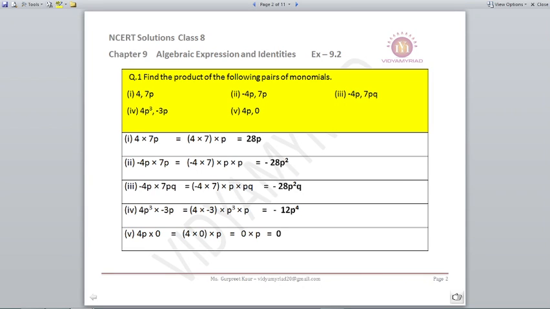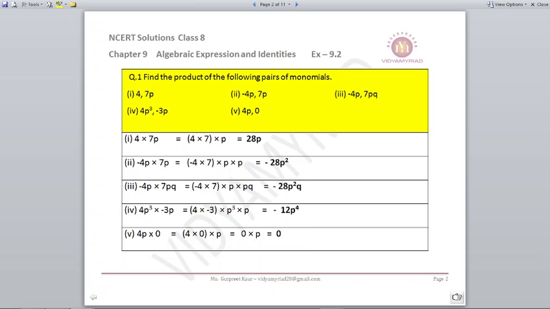Let's begin with question number 1. Find the product of the following pairs of monomials. Now what we are going to do is, we will multiply the numbers and we will add the powers. Please remember, whenever we multiply the variables, their power is 1 for example, we will add the powers. For example, 4 multiplied by 7p. So 4 into 7, 28. There is only 1p. So there is no difficulty. Answer is 28p.